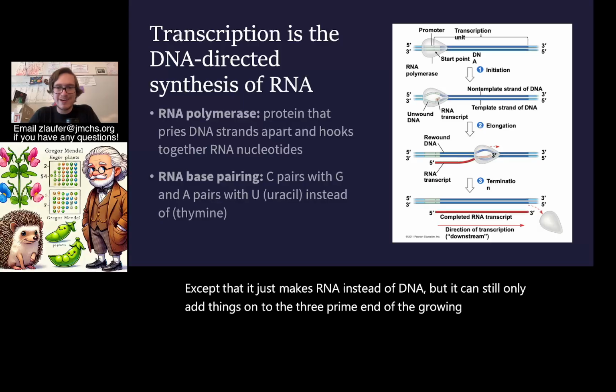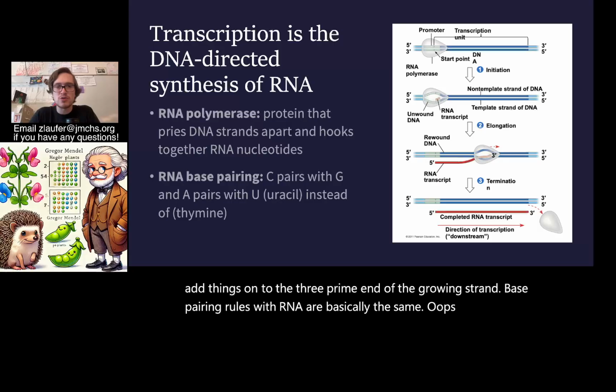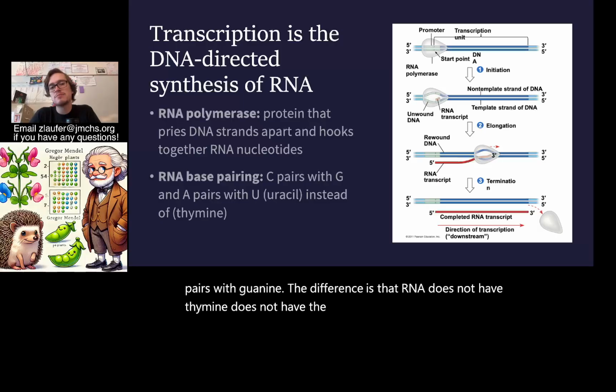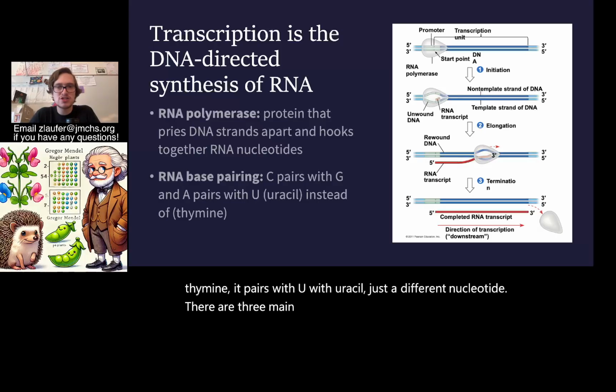Base pairing rules with RNA are basically the same. Cytosine pairs with guanine. The difference is that RNA does not have thymine. It does not have the T. So instead of adenine pairing with thymine, it pairs with uracil, just a different nucleotide. There are three main steps: initiation, elongation, and termination.